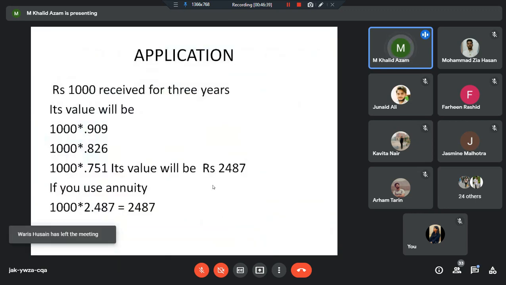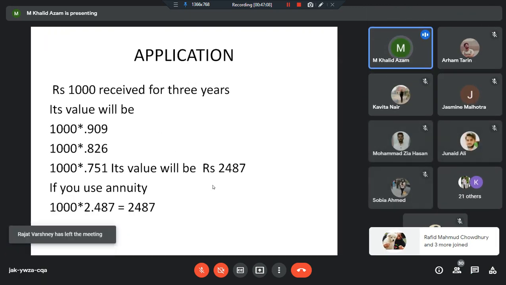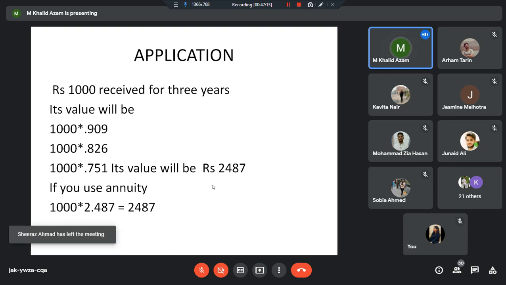This is the application part. Okay, I think this is the last slide. So this is the application part. We will have to discuss under what conditions we will be using this annuity table, annuity factor. See here, for example, if you are taking a loan from the bank and you have to pay the EMI, what we call the equated monthly installment, or it may be an equated yearly installment, you have to pay.